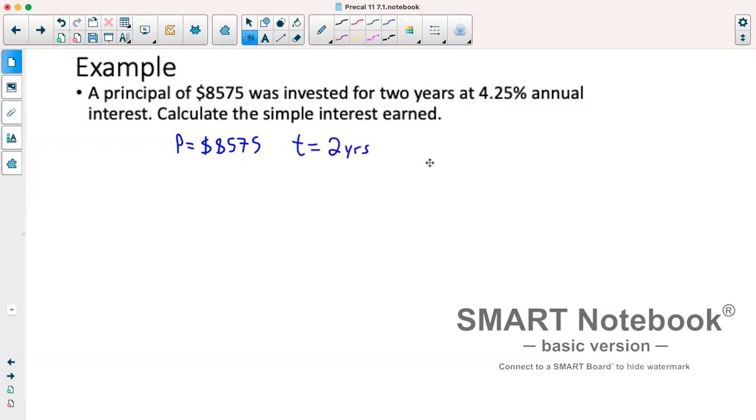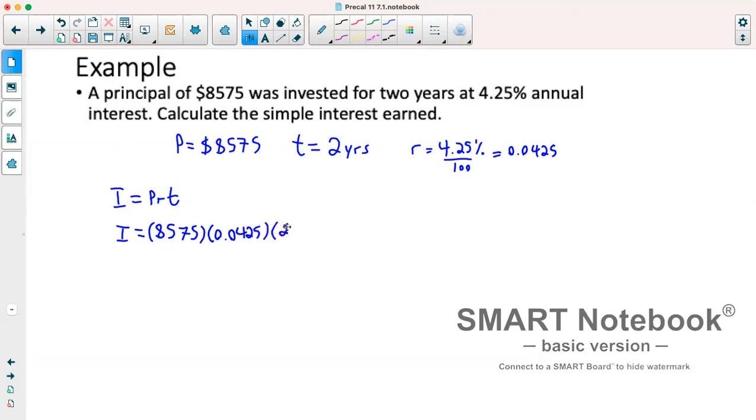Our interest rate is 4.25%. So what we want to do is divide that by 100. So that gives us 0.0425. Now our I is equal to PRT. So we've got I is equal to 8,575 times our rate of 0.0425 times our time of 2 years.